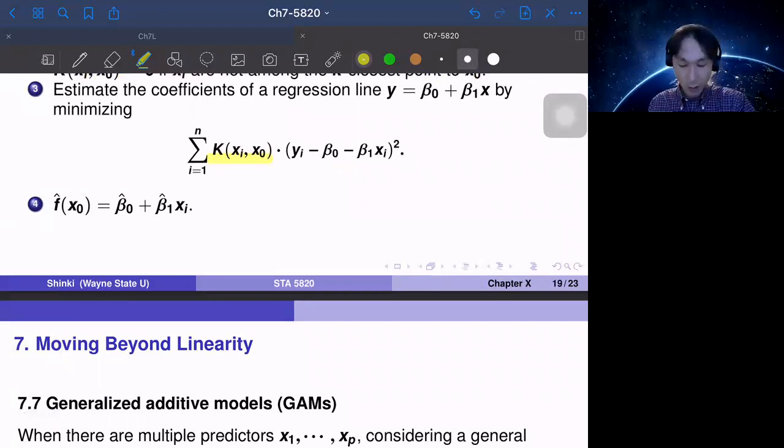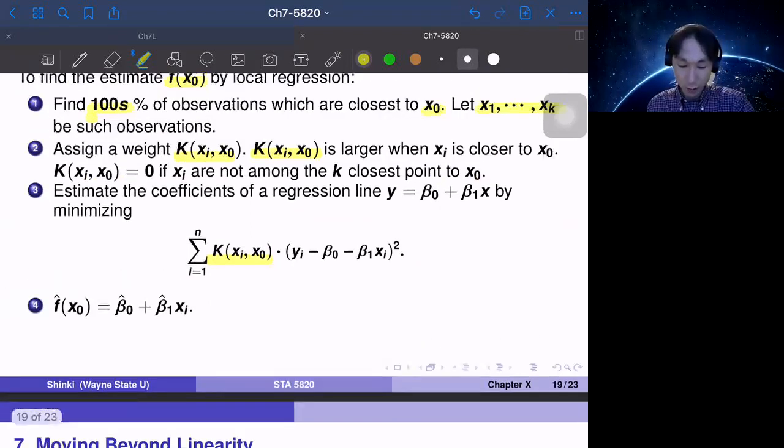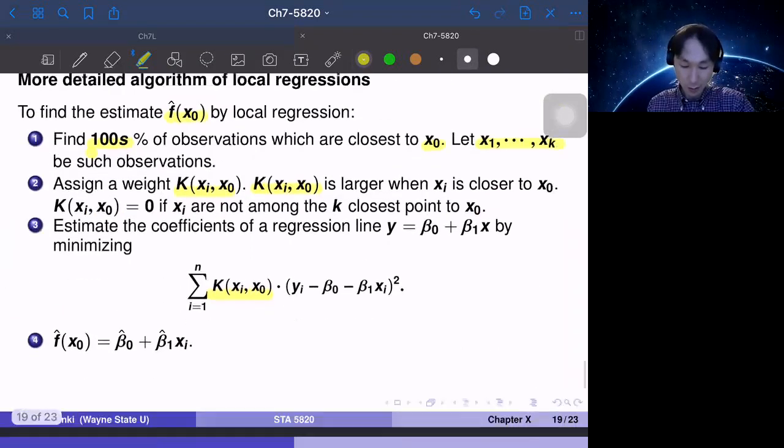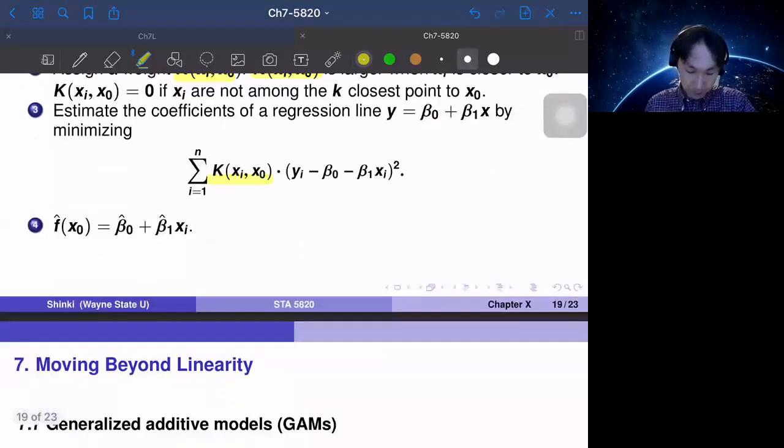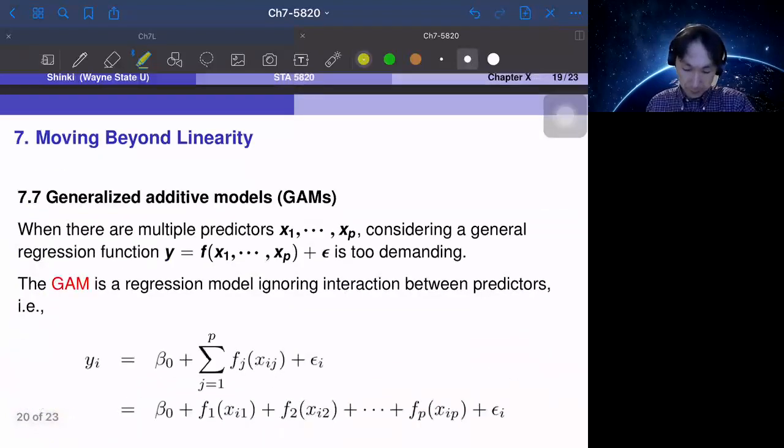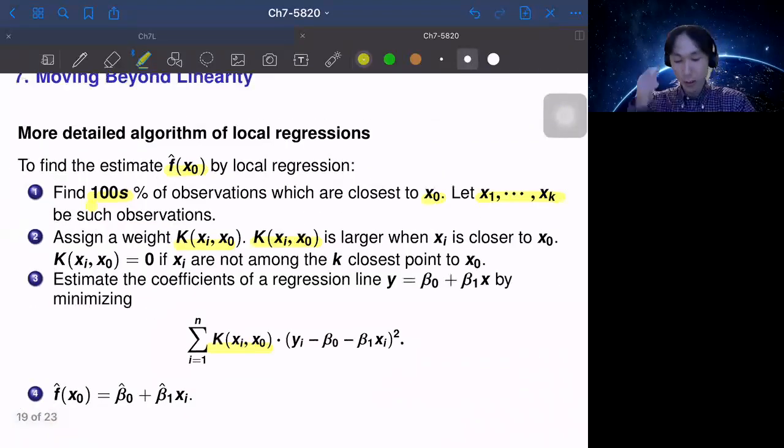So what K we should use and what proportion we should take really depends on the analysis. Those are hyperparameters, so we have to optimize them in some way. So this is the local regression.